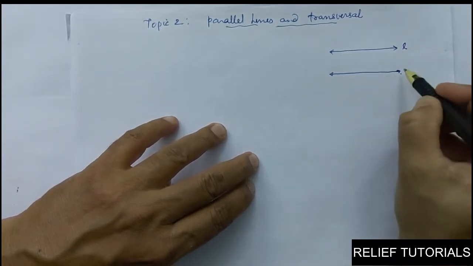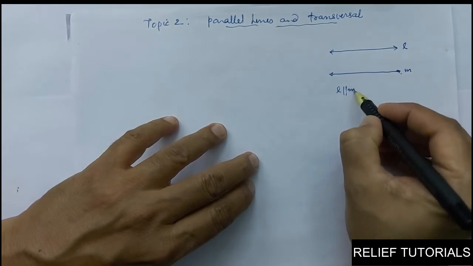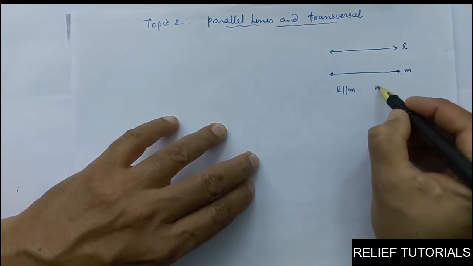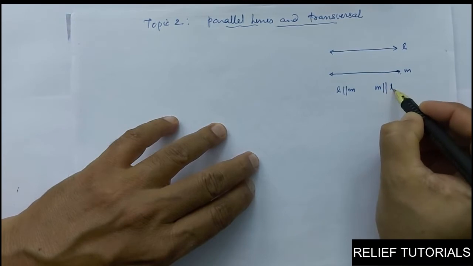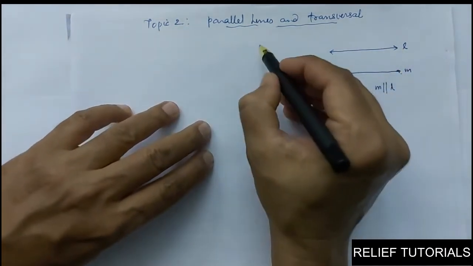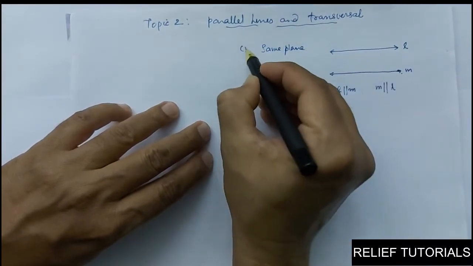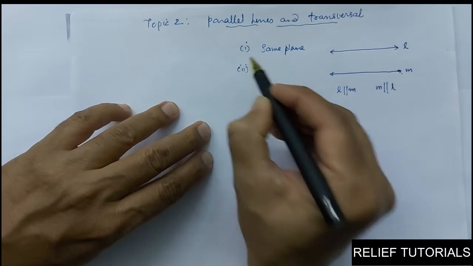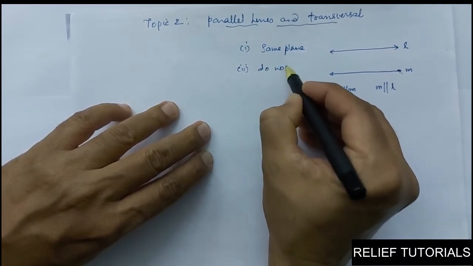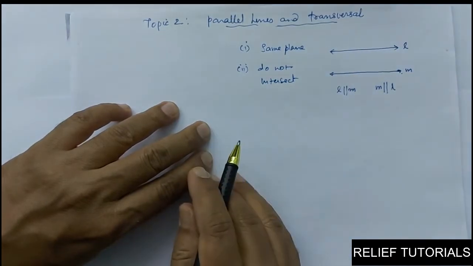So here we say these two lines L and M. We can say L is parallel to M. Also we can say M is parallel to L. So what are the conditions? Two lines should lie in the same plane, that is the first condition, and they do not intersect each other. Then they are called parallel lines.